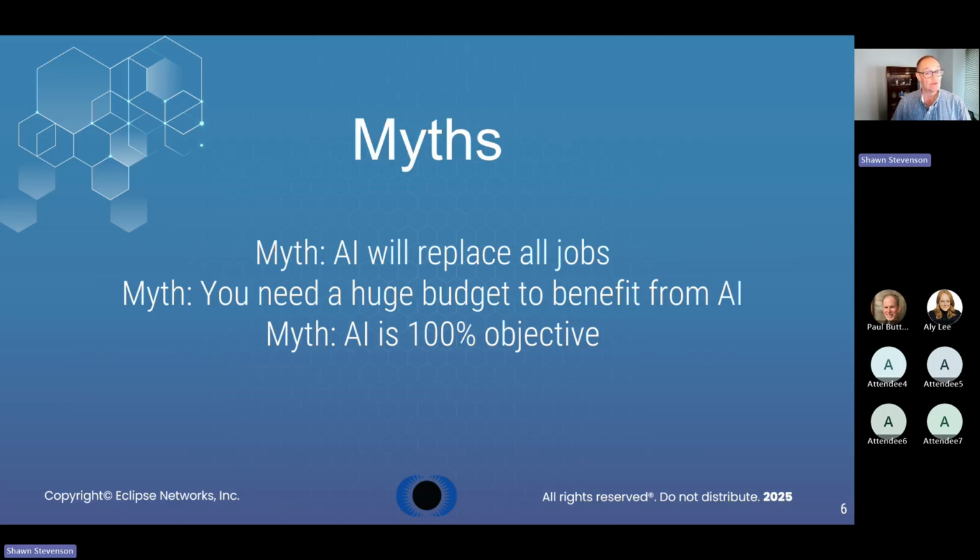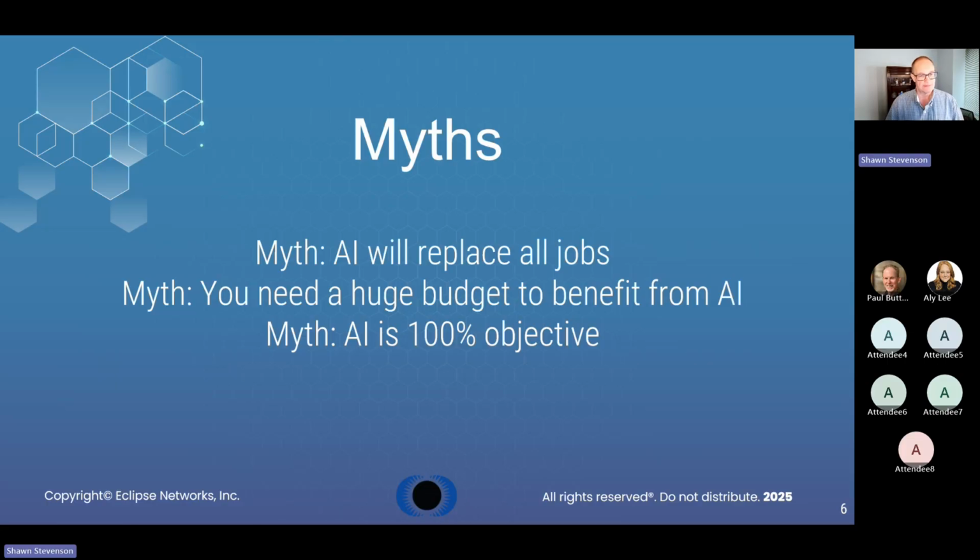Myth number two is you need a huge budget to benefit. So many entry-level AI tools are free and affordable. So that's absolutely a myth. You do not have to revamp your entire company to get some juice out of AI these days. Number three, AI is 100% objective. Now, this is obviously not true because we talked about earlier the bias it can show and the hallucinations that it can have. So you always have to maintain a trust and verify posture here, that you never do anything with AI that's not overseen and verified, at least at this point.